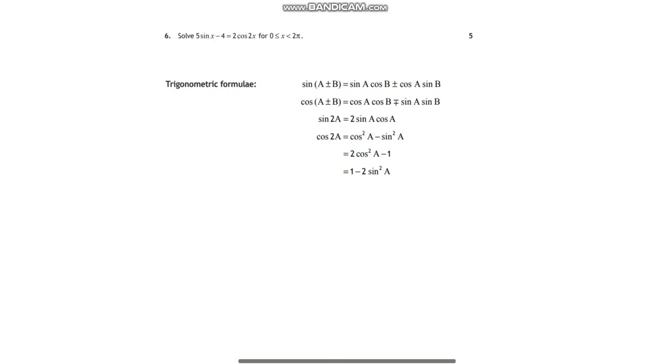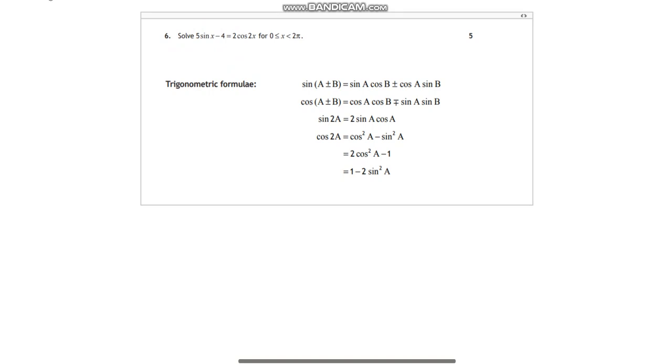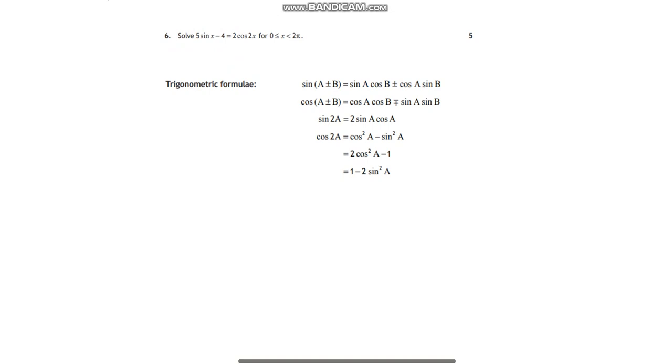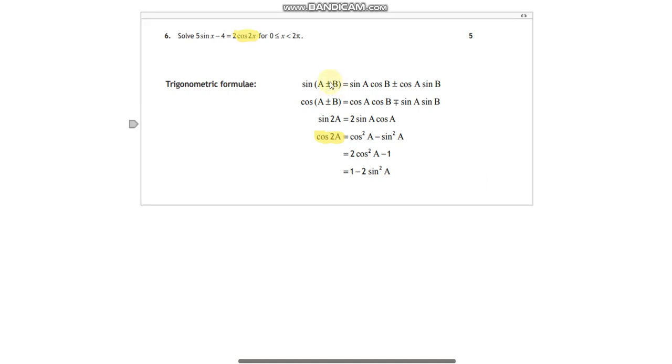Okay, question 6. I've helpfully just put in what's at the front of your sheet as well. When you see these questions, when you see a cos 2x or a sin 2x, you should be thinking to yourself, I am going to have to use my identity. So when you see this, you should be thinking, okay, I'm going to have to use one of my identities.